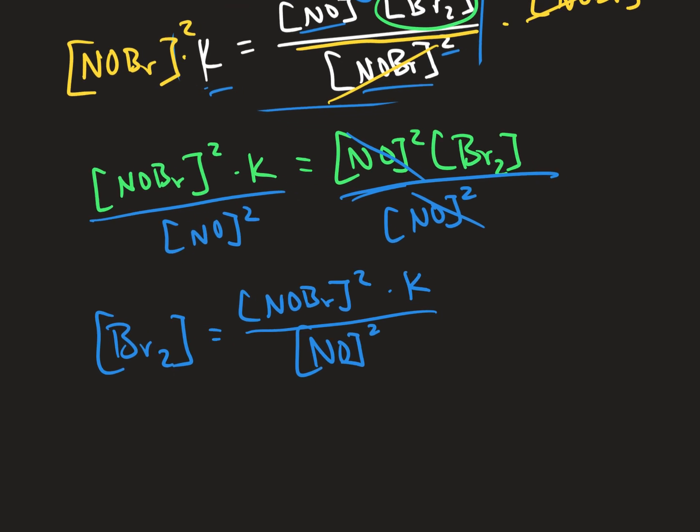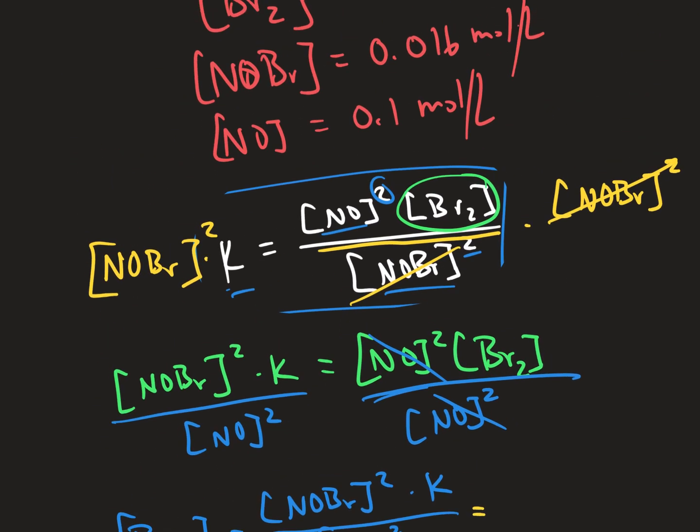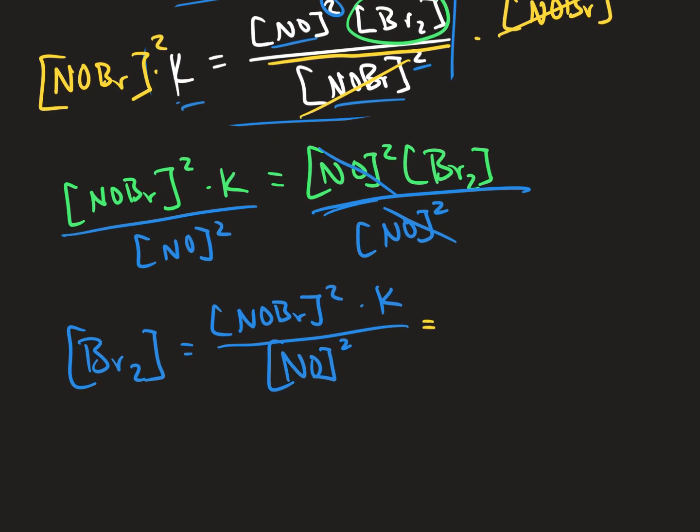All right. Now we have an equation to solve for what we're looking for. Now it's just as easy as the last one, right? We just plug the values in and multiply and divide. And don't forget to square, right? So our NOBr is 0.016. And again, I can omit the units because they're going to cancel out, right? Don't forget to square that.